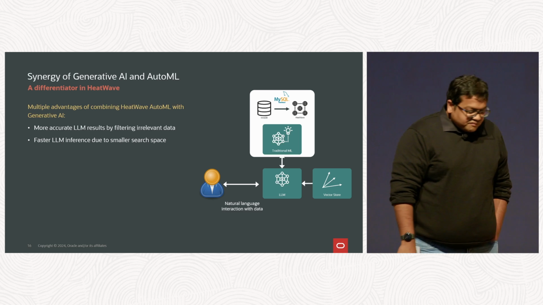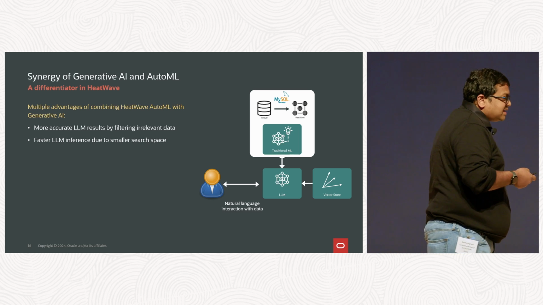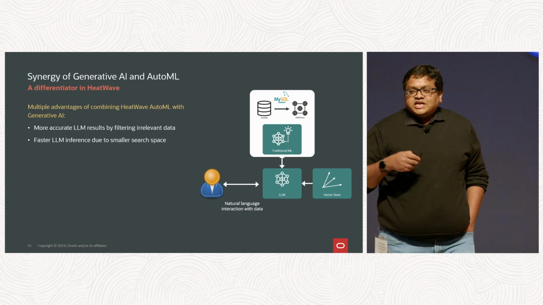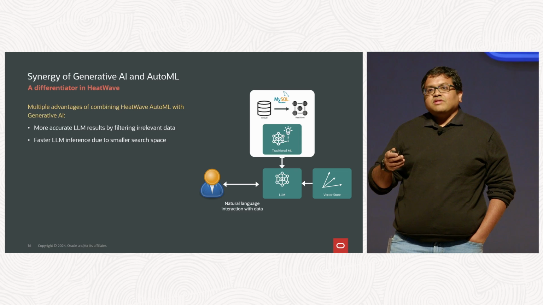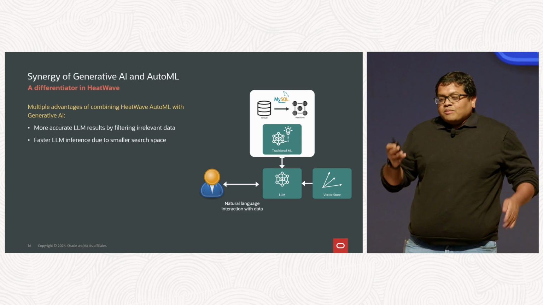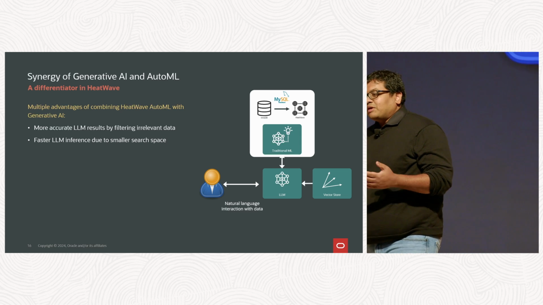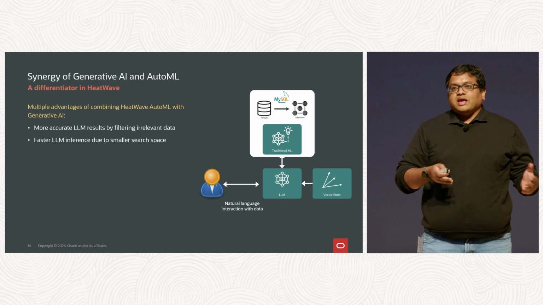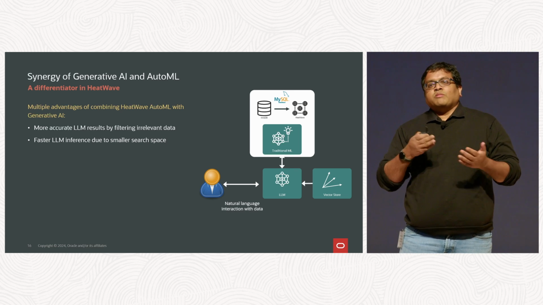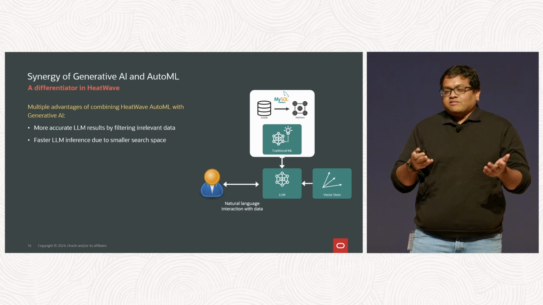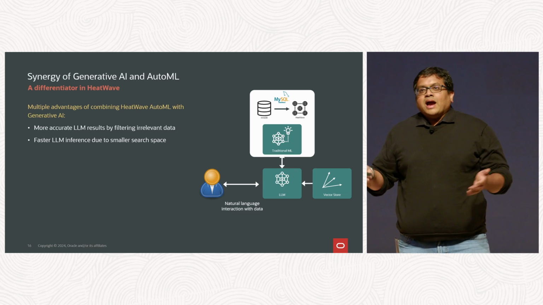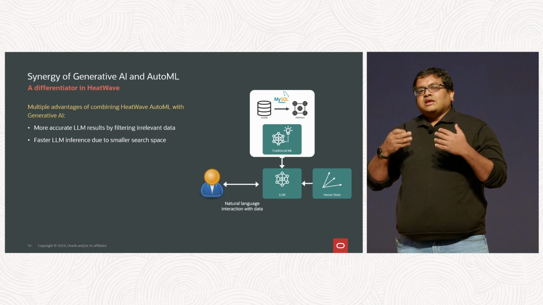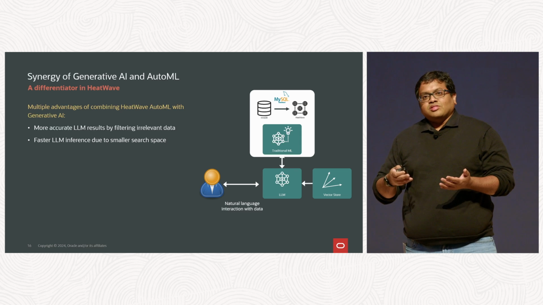So, one of the things that we realized is once we added generative AI and vector store to HeatWave, and a lot of the buzz nowadays is around generative AI, right? But we realized that we had these existing AutoML capabilities as well in HeatWave, like classification, regression, anomaly detection. That's the reason I talked about all of that. You can actually combine the two of them to create really powerful and useful applications.